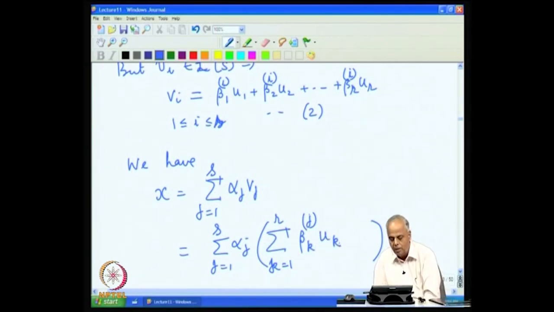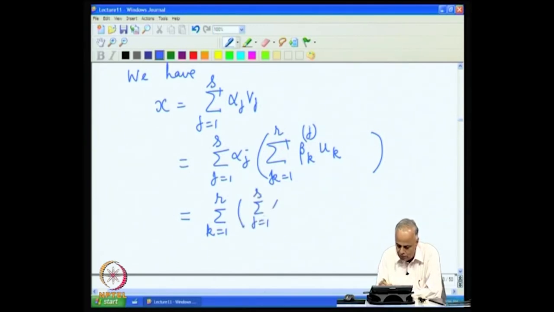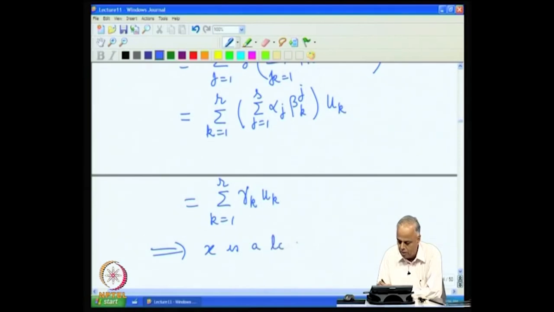The jth vector will have a linear combination representation as b_j1 u_1, b_j2 u_2, ..., b_jr u_r. So, we can write this x in this form. Now, interchanging the summation notations, we get summation k equal to 1 to r, summation j equal to 1 to s alpha_j into beta_kj into u_k. This whole thing in the inside summation, we can call it some gamma_k, so x = summation k equal to 1 to r of gamma_k u_k, which says x is a linear combination of S vectors, which means x belongs to LS.